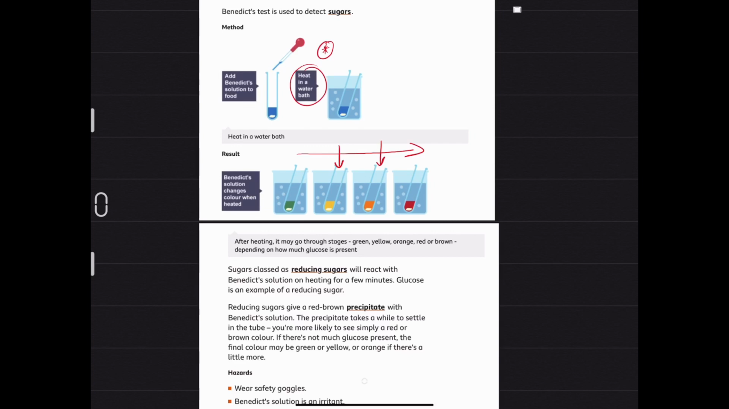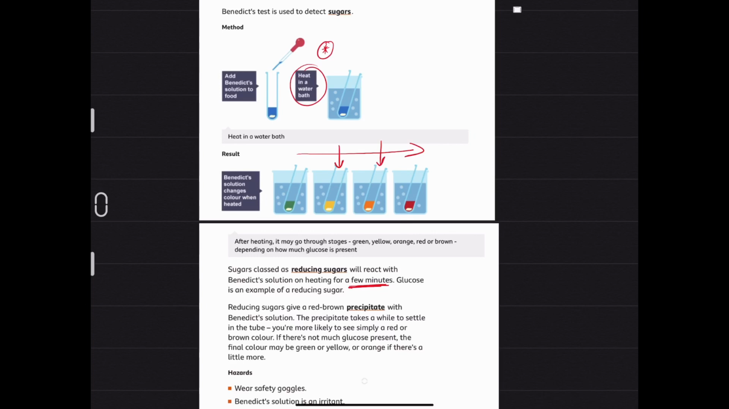Okay, and there's a bit more information here which you can take down, as it says sugars are classed as reducing sugars. Okay, and here it says Benedict solution is heated for a few minutes. This is important. Okay, so you can take this down in terms of the method of what's happening. Just note down what we're doing. We're taking Benedict solution in a test tube, heating it in a water bath for a few minutes. Okay, and testing for a reducing sugar.